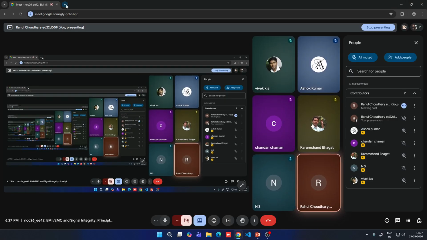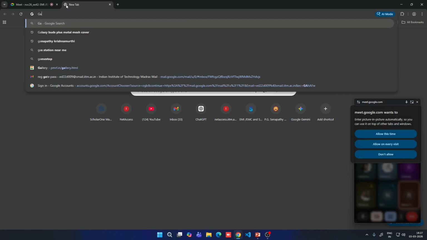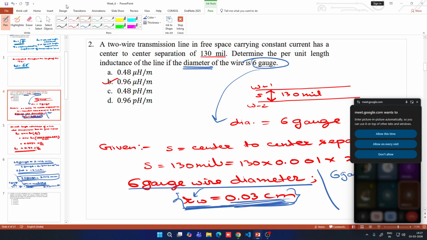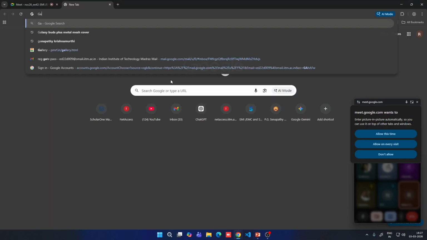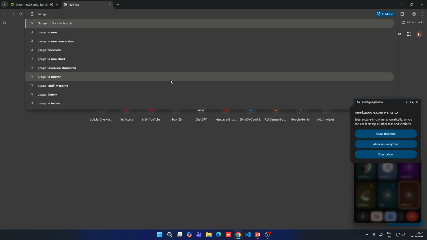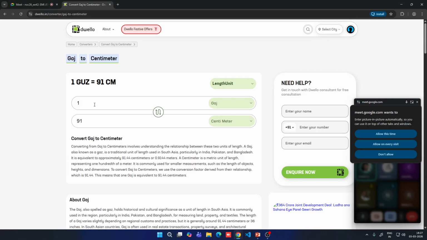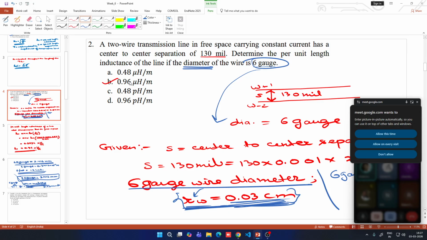So here we can directly do this. It's coming as 0.4683 microhenry per meter. So the correct option is option A. Means it is approximately equal to 0.48, right? Yes, sir. So the correct option is option A.